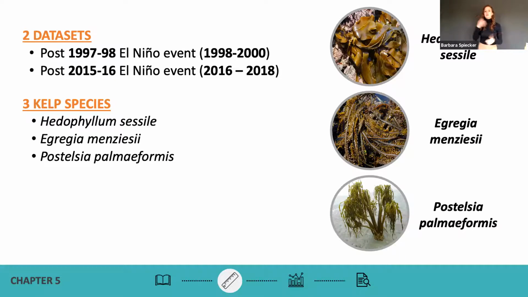So with this project here, I attempted to address these issues by comparing two kelp abundance data sets. One was collected during the 3 years following the 97-98 El Nino event, and then the other collected after the 2015-2016 event. And I focused on the same three kelp species, our friends, Hedophyllum sessile, Egregia menziesii, and Postelsia palmaeformis.